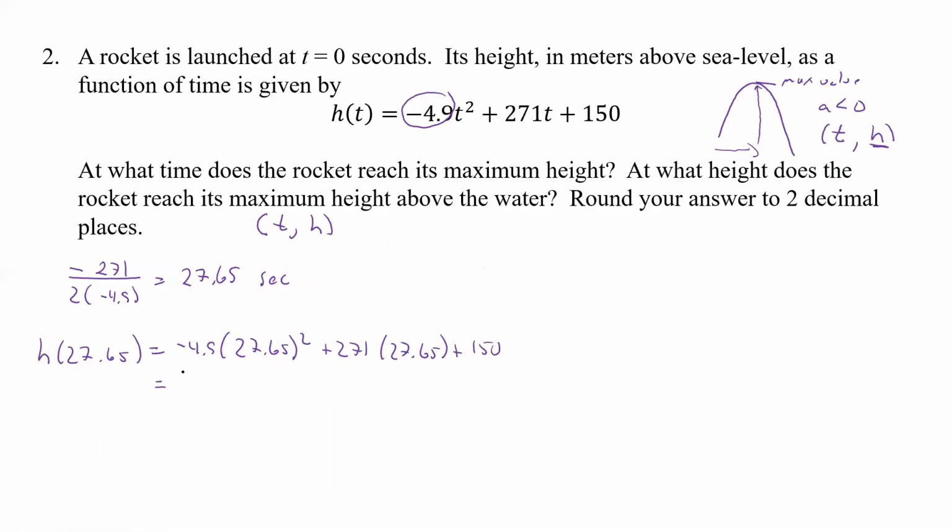And so that's going to be 3896.99, and the height is in meters. And so that's going to be the height above the water. Okay, so our vertex is really 27.65, comma 3896.99. So that's our vertex of this rocket launching. It goes up, hits that max height and time, and then it comes back down and then finally hits the ground here. Okay, but this is going to be our time, and this is going to be our height.